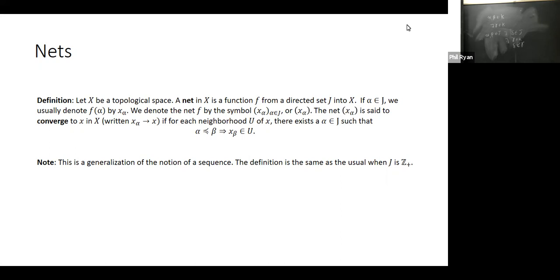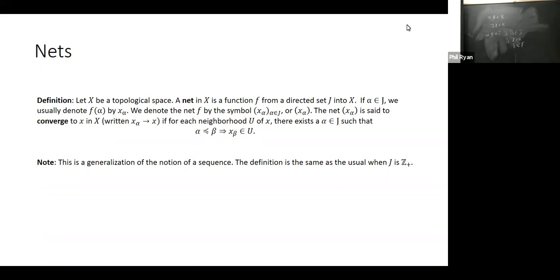Now, why is that the usual definition? Well, let's just replace J by positive integers. So remember, a sequence in X is a function from the positive integers into X. And so if n is a positive integer, we denote f of n by x sub n. We denote the sequence by this symbol, right?